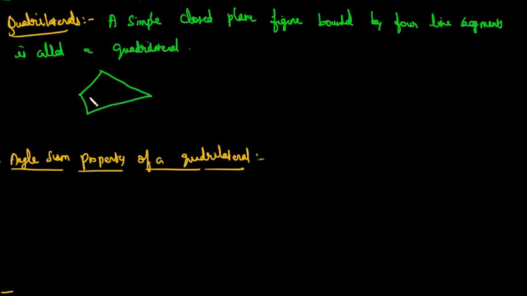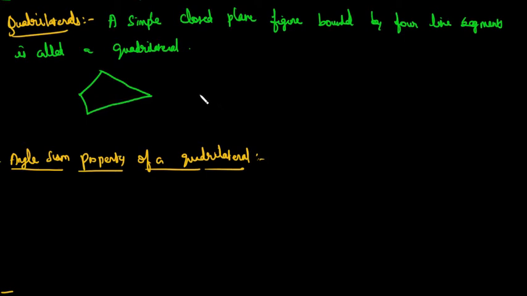This is a quadrilateral. Do you agree? Because it is simple, it does not cross. It's a closed one because the starting point and end point connect together, bounded by four line segments. Do you have four line segments?